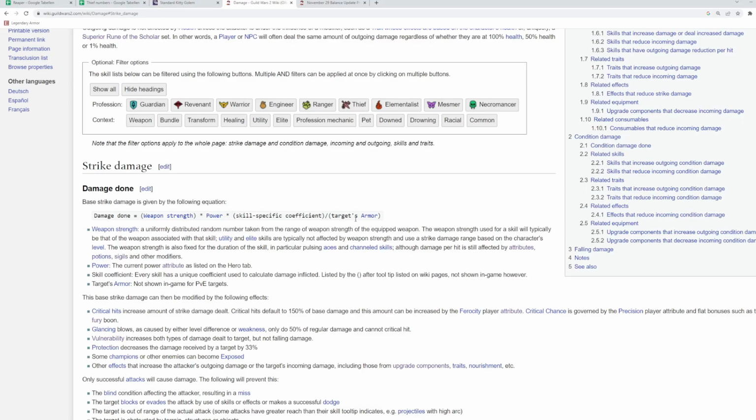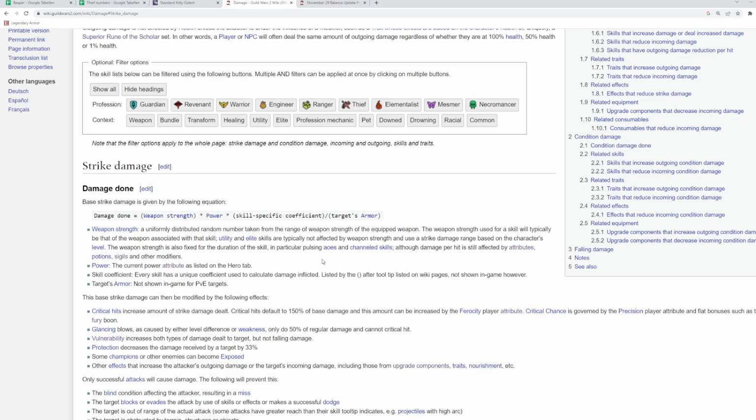Now, the target's armor is usually 2597. Most of the boss enemies in the game, in raids, for example, have this specific armor value. It actually doesn't matter for the calculations we're going to do here, because we're fighting a standardized kitty golem, and this one always has the same armor, and it doesn't matter what it is.